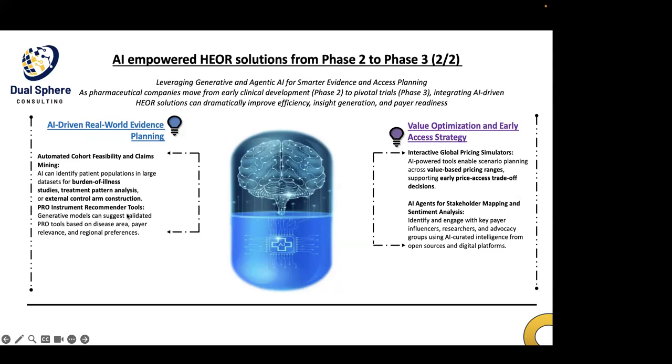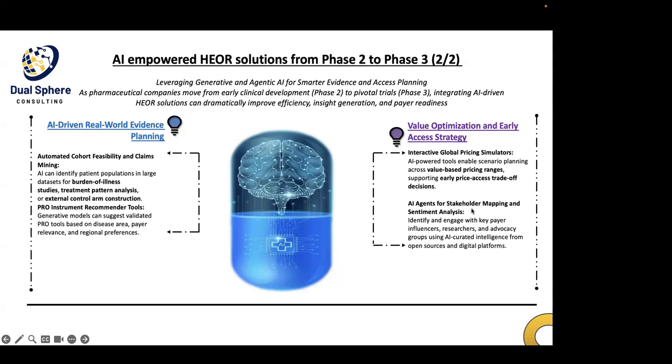PRO instrument recommended tools: Gen models can suggest validated PRO tools based on disease area, payer relevance, and regional preferences. They also help in value optimization and early access strategy. Interactive global pricing simulators are available. What do they do? AI-powered tools enable scenario planning across value-based pricing ranges, supporting early price access trade-off decisions.